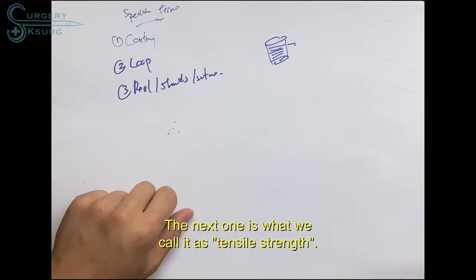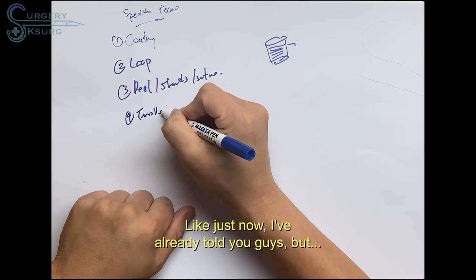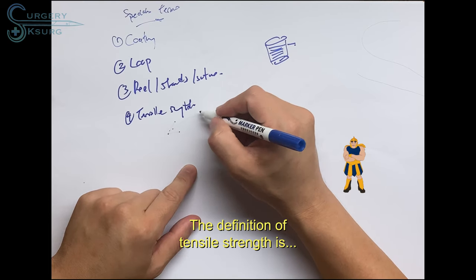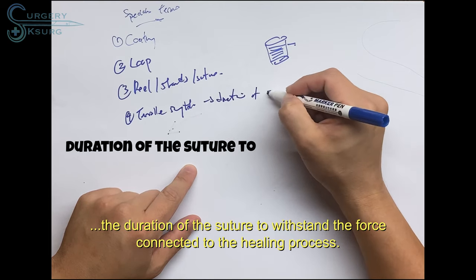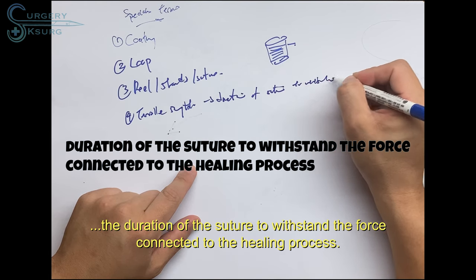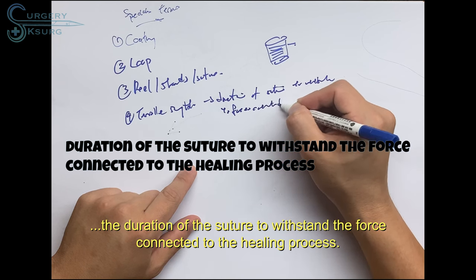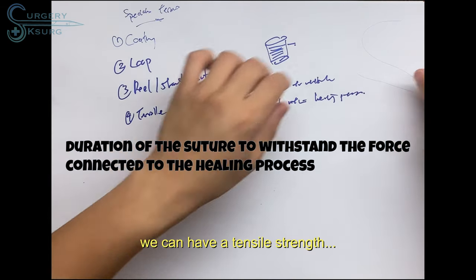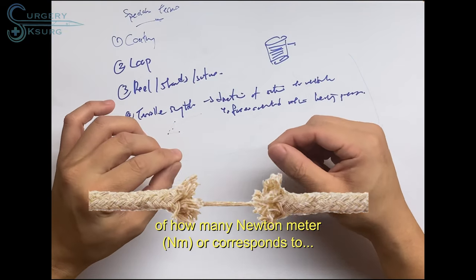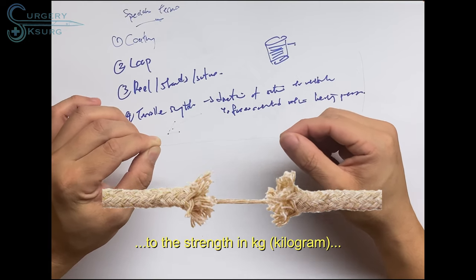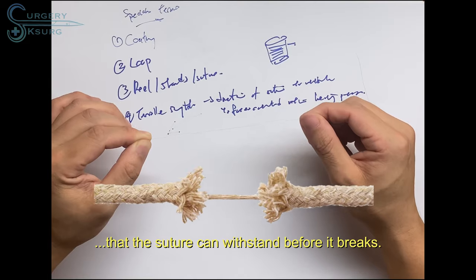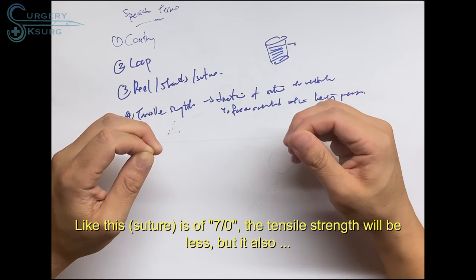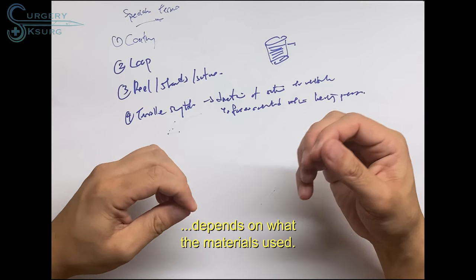The next one is what we call tensile strength. As I've mentioned just now, but I forgot to tell you the definition. Tensile strength is the duration of a suture to withstand the force connected with the healing process. What it means is you can have a tensile strength of so many newtons, corresponding to the strength in kg or newtons that the suture can withstand before breaking. For a 7-0, the tensile strength, of course, will be less. But it also depends on the material used.